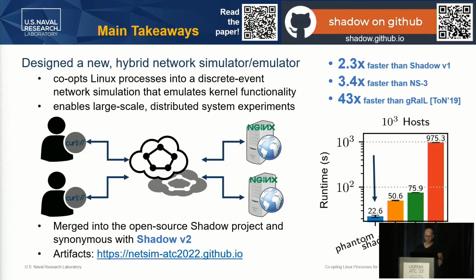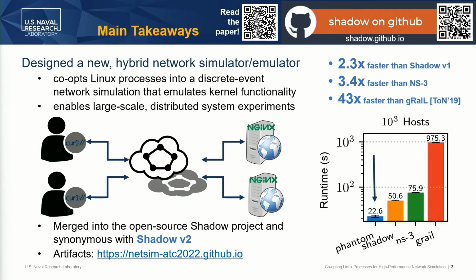The main takeaways: we designed a new hybrid network simulator emulator that directly executes applications and then co-opts them into a network simulation environment. This enables large-scale distributed system experiments. Our work is merged into the open source Shadow project, and it's synonymous with Shadow version 2. Our code name is Phantom in this paper. Our artifacts are available online.